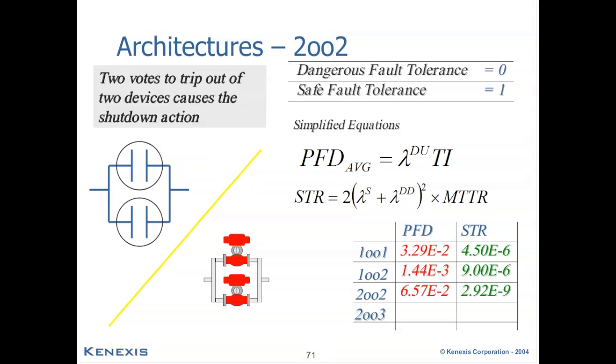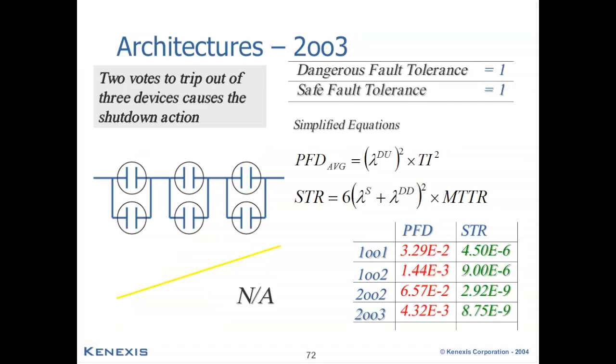The opposite of this would be the 2 out of 2 voting arrangement, where 2 votes to trip out of 2 are required in order to initiate the shutdown action. You have 1 degree of safe fault tolerance as opposed to the previous arrangement, and now your system will not safely shut off unless both of the devices have initiated the action, which helps significantly lower the STR with respect to the 1 out of 1 arrangement. But now that we have added 2 devices into the equation, we must require both devices to shut down the equation. So as opposed to the 1 out of 1 voting arrangement, your PFD has doubled.